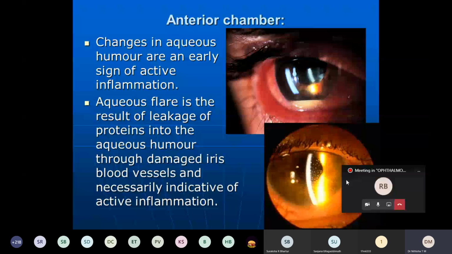So in the anterior chamber, what changes are happening? One, there can be hypopyon; there can be hyphema; or even aqueous flare, which is an important sign indicating leakage of the proteins into the aqueous humor through the damaged blood vessels. In the right hand side, in the above picture, you are seeing a hypopyon. Inferiorly, you can see a turbid fluid in the anterior chamber. That indicates aqueous flare.